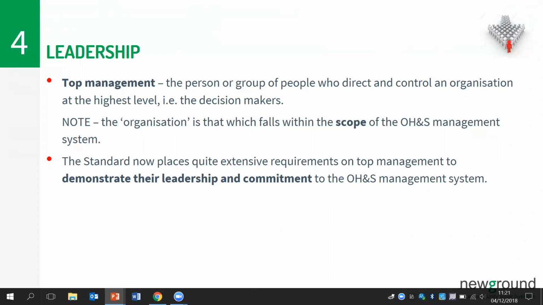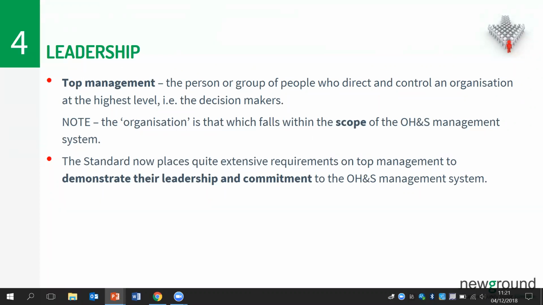So firstly, it's important to be clear what we mean by top management. I did touch on this definition earlier. I showed it to you on an earlier slide. And it's the person or group of people who direct and control an organisation at the highest level for the business which is in the scope of the management system.